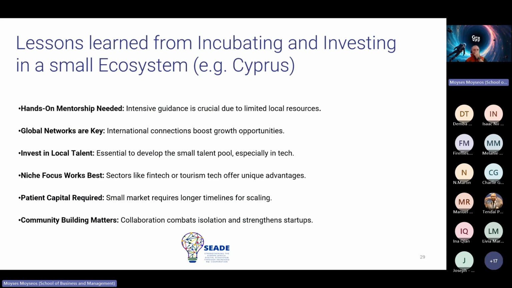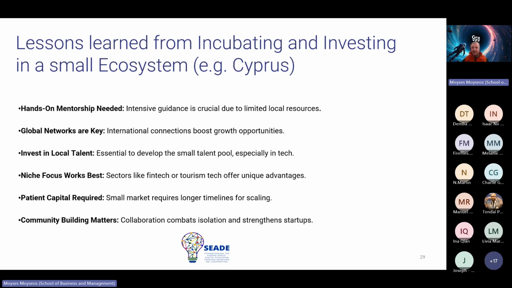For this reason, I have summarized here some lessons learned from incubating and investing in small ecosystems. Hands-on mentorship is needed. It's not only about giving money to the startups and just expecting them to get the job done. They need hands-on mentoring. Global networks are key. For us, EBN was a catalyst on that. You do have local talent to invest in. There is plenty of local talent. Niche focus works best, which is a bit of an oxymoron for us because we had to adapt. We didn't have this luxury.